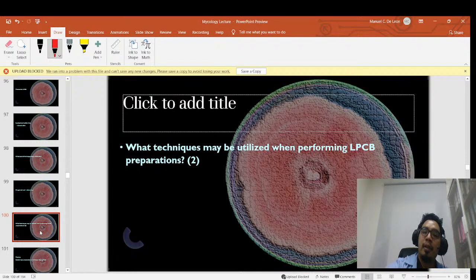Teasing method uses teasing needles. Basically, what you do is you put a drop of lactophenol cotton blue on a slide, and then you just collect a small amount of the fungus from a mold, from the mycelium. If you want to be grammatically correct, you just want to get a mold sample, and then you basically tease it.